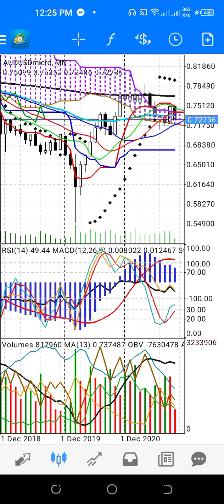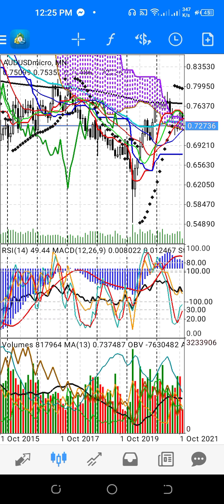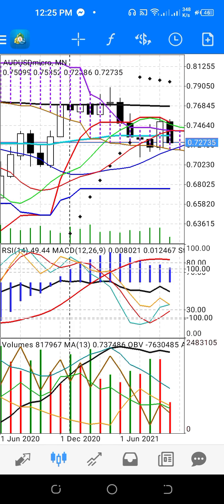Currency that I will make some technical analysis for: the Australian US dollar. So now I will make some technical analysis for Australia.